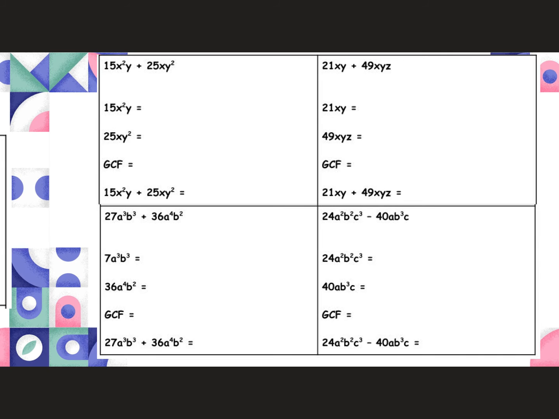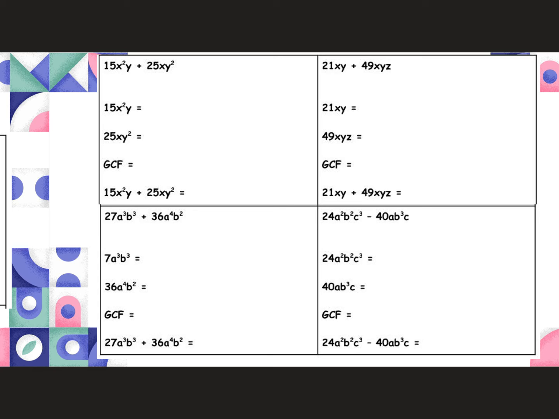Now what I want you to do is pause the video and try to work on these 4 examples on your own, and then come back to the video to check your answers.